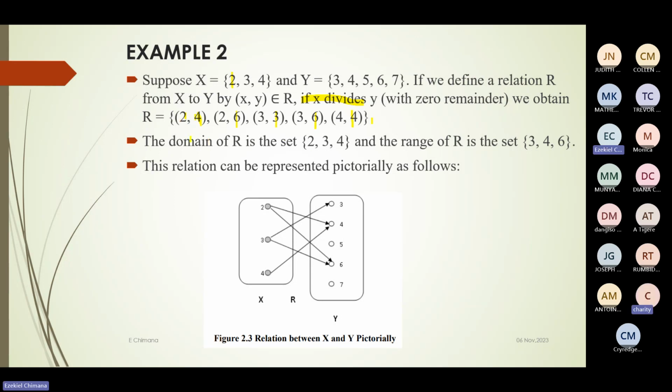Okay, so the domain of R is the set {2, 3, 4}, and the range of R is the set {3, 4, 6}. So this relation can be represented pictorially as follows.